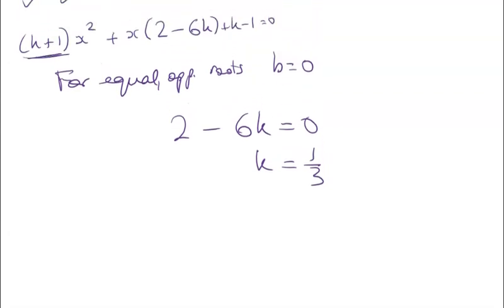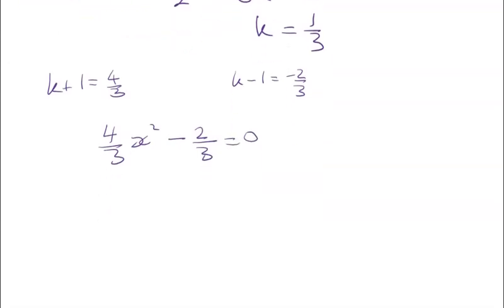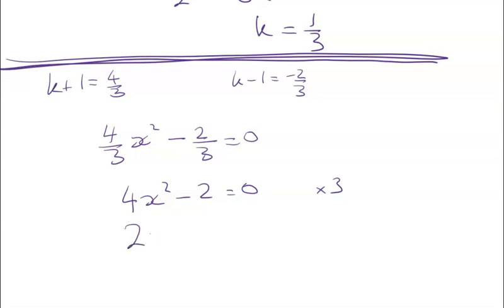So if k is equal to 1/3, what is k plus 1? k plus 1 will be 4/3, and this will be 0, and k minus 1 will be negative 2/3. So that leaves me with this equation, 4/3 x squared minus 2/3 is equal to 0, giving me 4x squared minus 2 equals 0, timesing through by 3. Remember, you didn't have to go this far. So the end of the question is here, but I'm just doing the next step because I think it's interesting. And here we've got 2x squared minus 1 equals 0, or x squared is equal to 1/2.